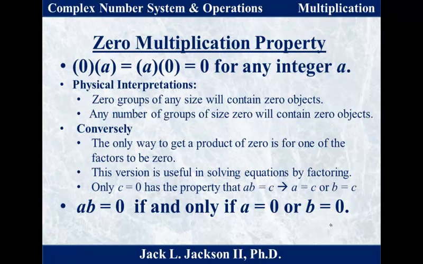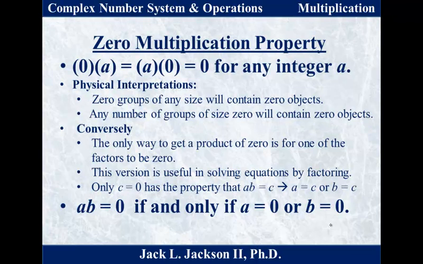Okay, well, zero has a lot of very special properties. It's the additive identity, but it turns out it has some special multiplication properties as well. 0 times a, or a times 0, is 0 for any integer a. Actually, for any complex number a, this is also true. And it has some physical interpretation.